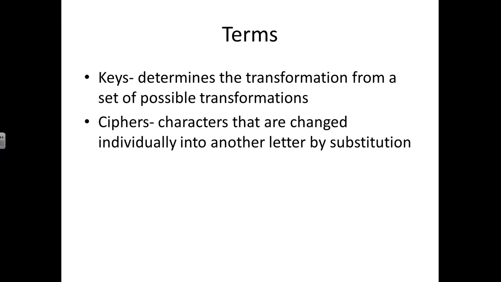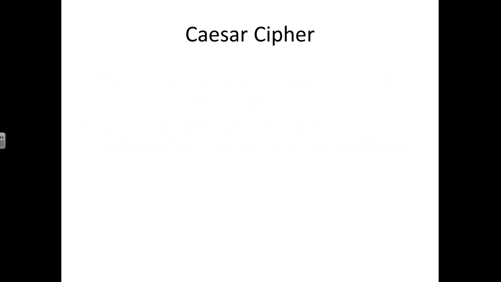Keys. Every system has to have a key in order to encrypt and decrypt it. It determines the transformation from a set of possible transformations, and ciphers are characteristics that are changed individually into another letter by substitution, which is what our first system includes, which is the Caesar cipher. This dates back to when Julius Caesar was around, and he helped out using this. This is one of the first general systems, so it's really basic. They have come out with much more elaborate systems since then.